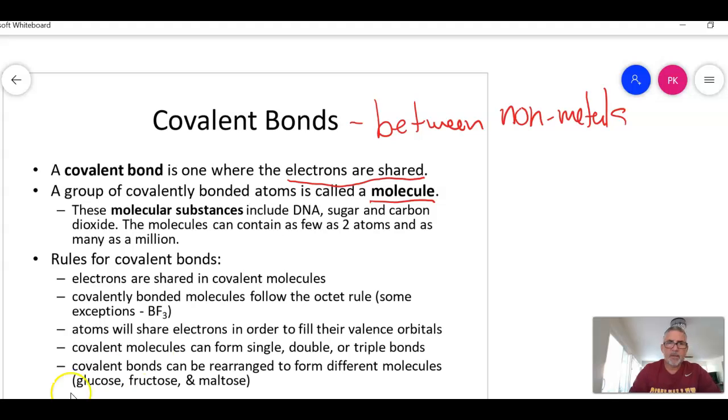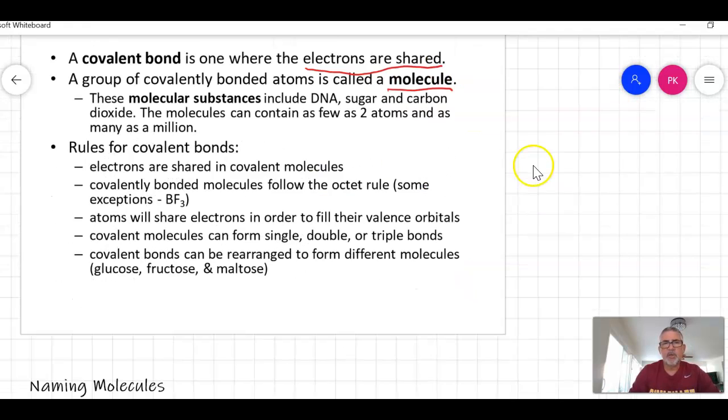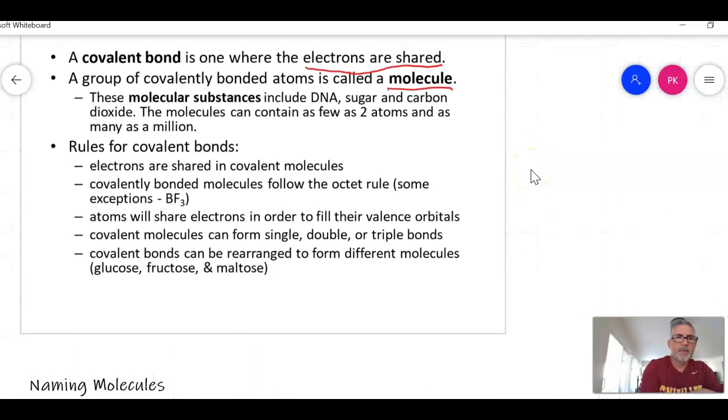So, rules for covalent bonding, right? So the rules are similar to the rules that we'd have for ionic bonding, right? So electrons are shared, right? So they still do follow the octet rule. So remember we said that all atoms will gain, lose, or share, right? To be like noble gases. So we can modify that octet rule, right? So atoms.